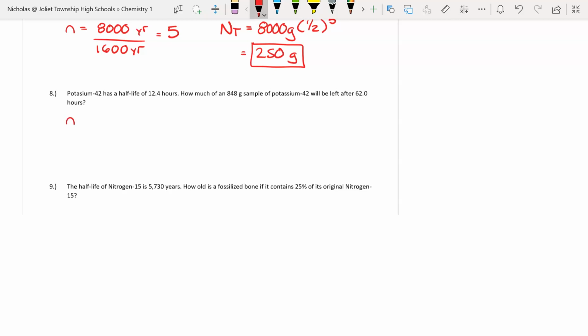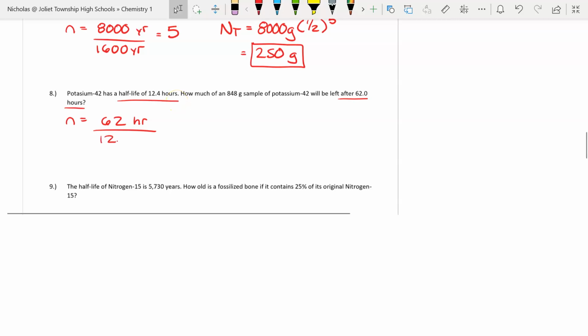Okay, so number 8. Again, let's start by finding N. We've got, after 62 hours, so 62 hours is my time passed. My half-life is 12.4 hours. Let's try that again, 12.4 hours. So 62 divided by 12.4 is 5.